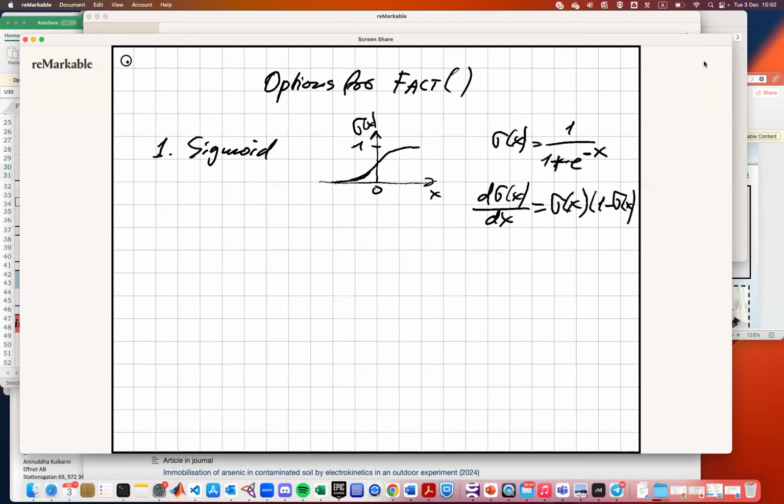And the same thing again. There are a couple of other alternatives. The second is the hyperbolic tangent. It is like this. It has a different range, -1 to 1.